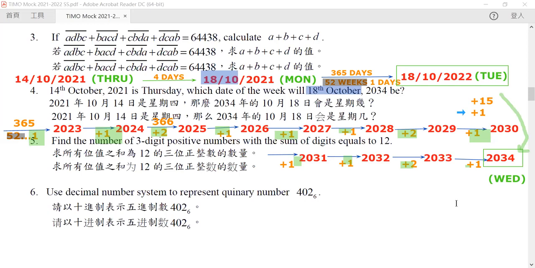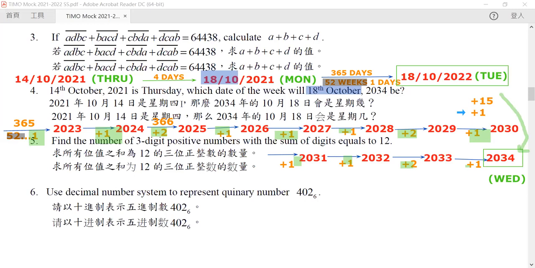Now, although I only applied the method of counting the extra day for every year on the later part of the solution, you can see that I can, of course, apply this on the earlier part of the solution. So instead of separating into 2 parts, you can combine them all within the same framework. I will leave it for you to figure it out, but the idea is in here. So this is question number 4. The answer is Wednesday.